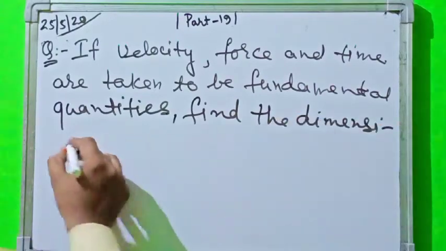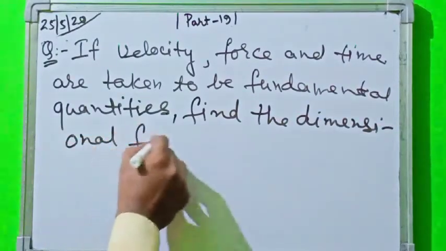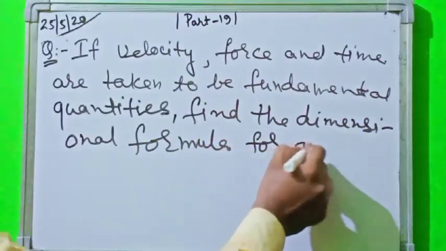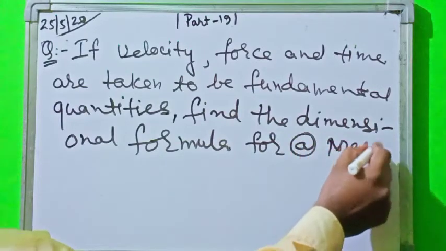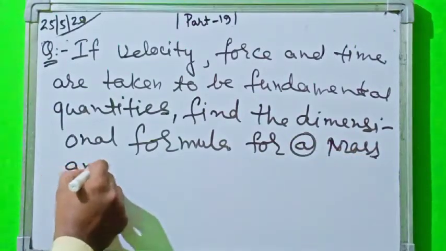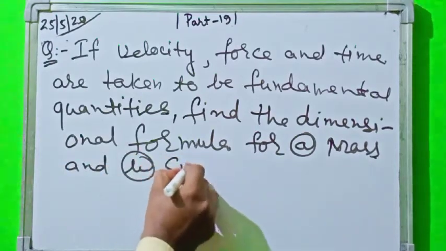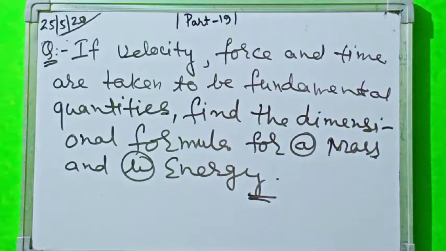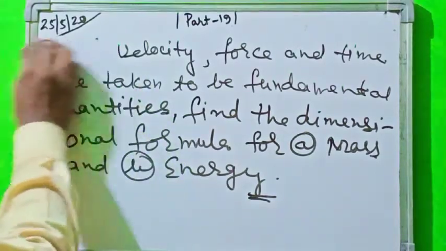for A, mass, and B, energy. We have to find the dimensional formula for mass and energy if velocity, force, time are taken as the fundamental quantities. They are considered as the fundamental quantities. So we have to find the value of mass and energy. Now we are going to solve this question.